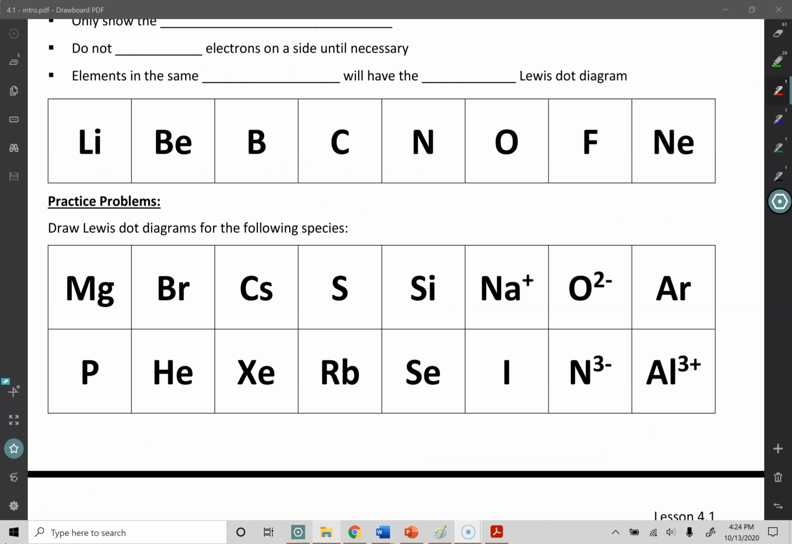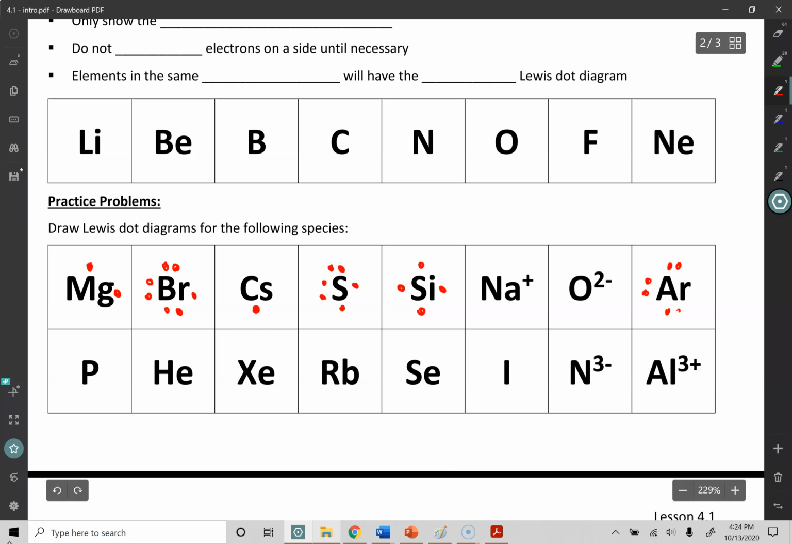All right, so let's take a look at just this top row. Magnesium, 2 valence electrons. Bromine, 7 valence electrons. Cesium, just 1. Sulfur, 6 valence electrons. Silicon has 4 valence electrons. I'm going to skip over sodium plus and O2 minus, the oxide ion, and argon. Come back to those in a second.